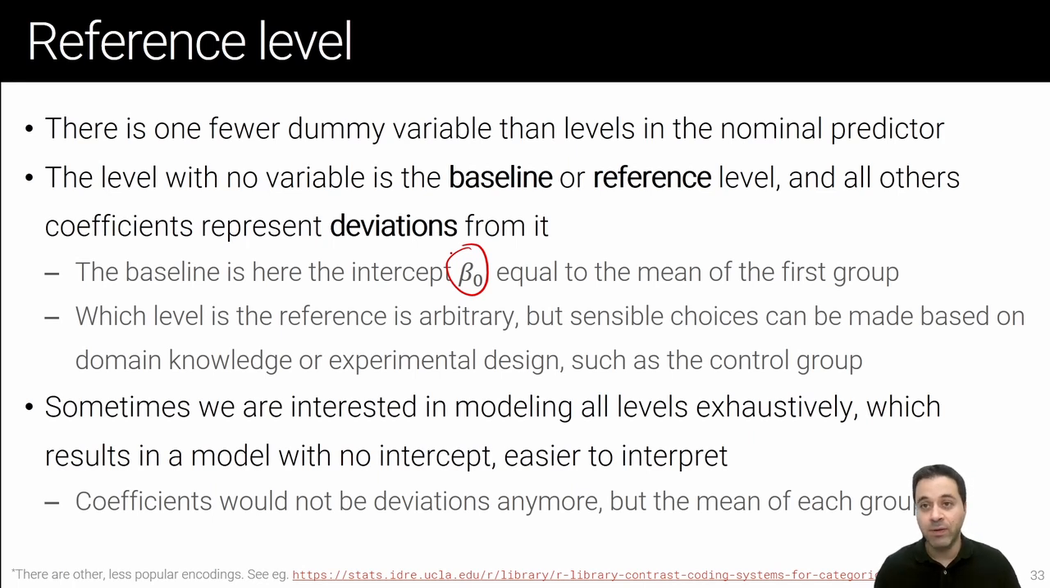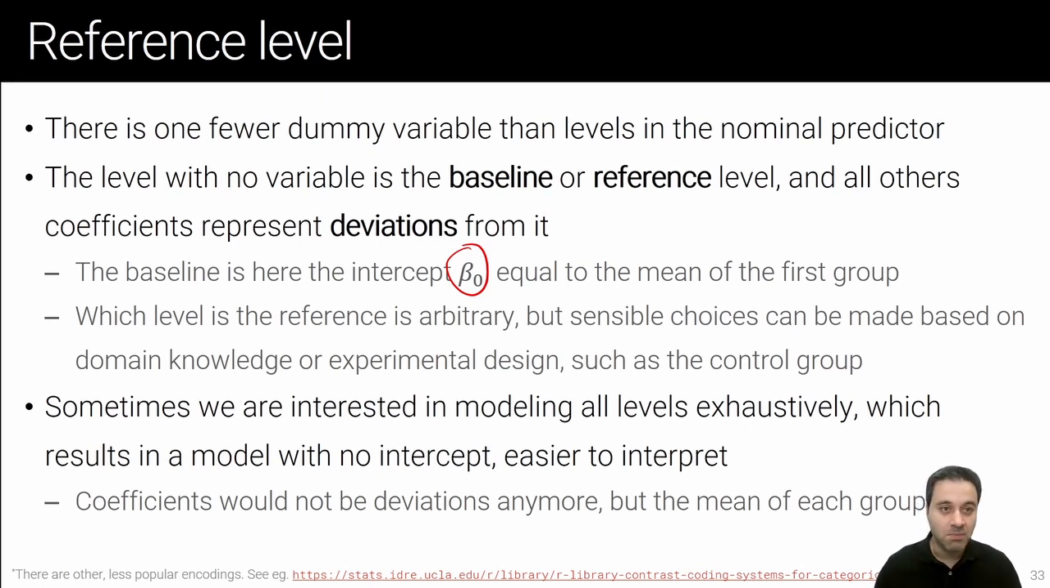Now one might wonder, which should be the first group? Well, this is completely arbitrary. There are sensible choices that can be made based on domain knowledge. Like, for example, if we're carrying out an experiment and we have a control group and then an experimental group, then one might think, okay, let's consider the placebo group or the control group as the reference, and then we have deviations from it.